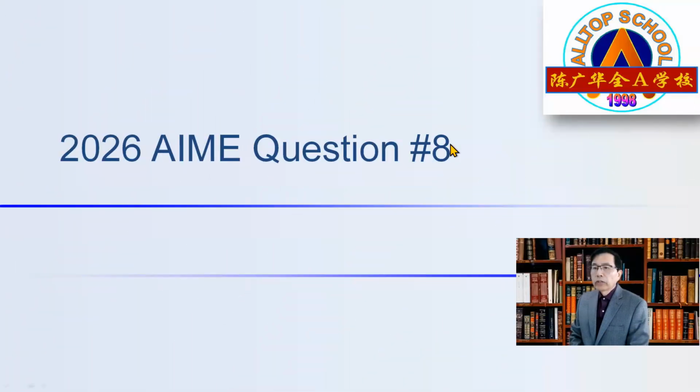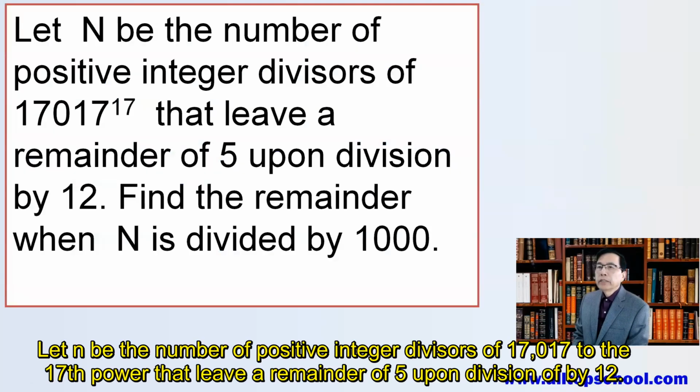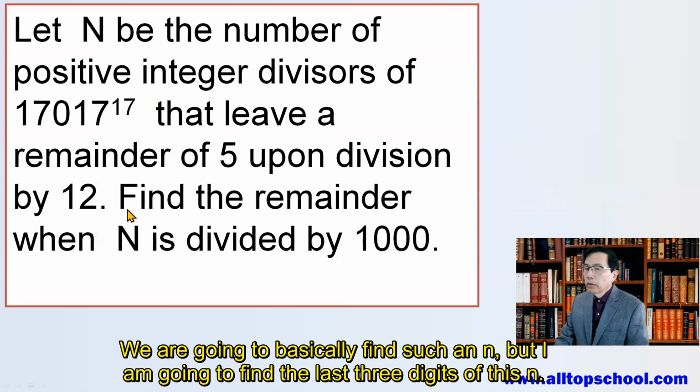Today, we're going to go over 2026 AIME question number 8. Let n be the number of positive integer divisors of 17,017 to the 17th power that leave a remainder of 5 upon division by 12. We're basically going to find such an n, but I'm going to find the last 3 digits of this n.